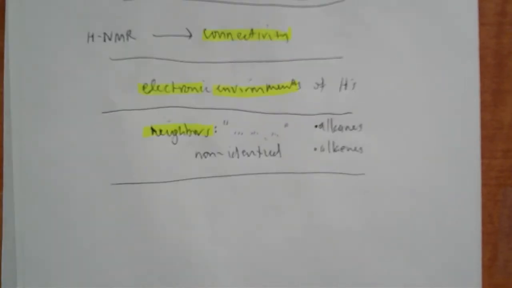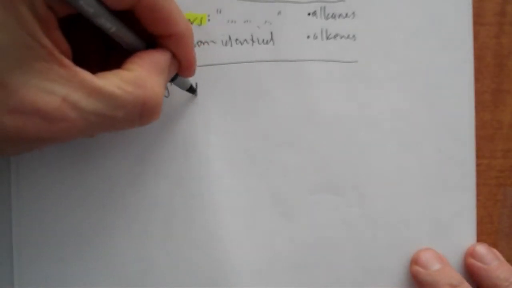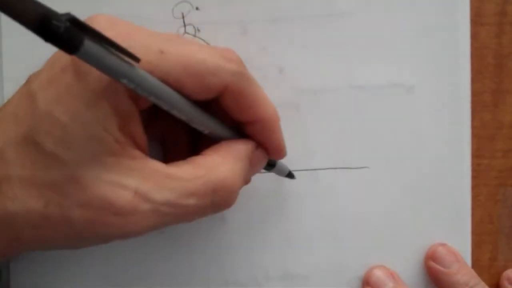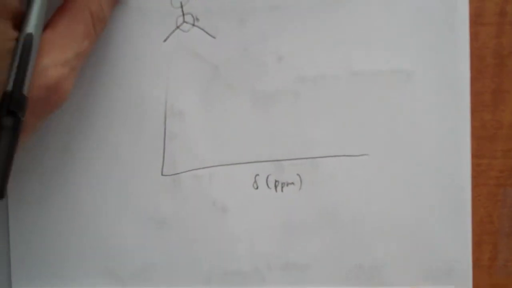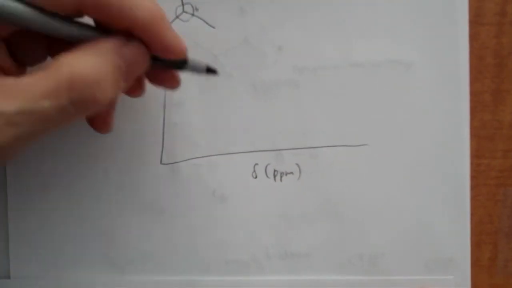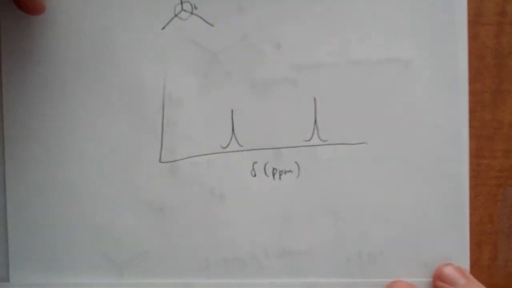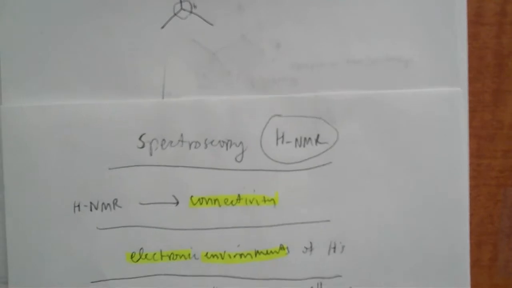The last two terms that we need to think about are shift, which oftentimes is given with a little symbol like that. We can talk about why shift is oftentimes given in parts per million. It turns out that we might have 2 signals from 2 different kinds of hydrogens, and the shift is where it is on the spectrum. That's just what's meant by shift.